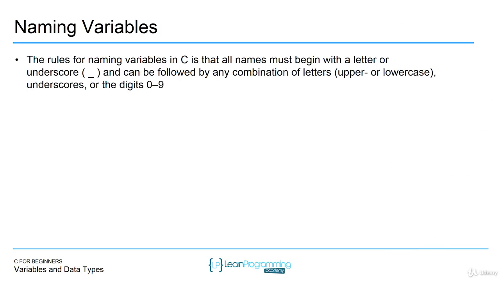So as far as naming variables, there are rules in the C programming language for what you can name it. In C, all names, variable names, must begin with a letter or an underscore. And then they can be followed by any combination of letters, upper or lowercase, underscores, or digits 0 to 9. So for example, I could create a variable called Jason, myFlag, i, j5x7, my_data, another, or _another variable. These are all variables that start with either a letter or an underscore, and then whatever's following them is fine as long as they're letters, underscores, or digits.